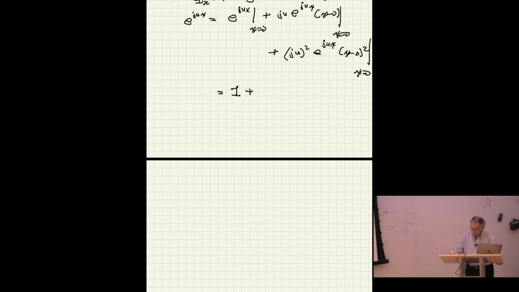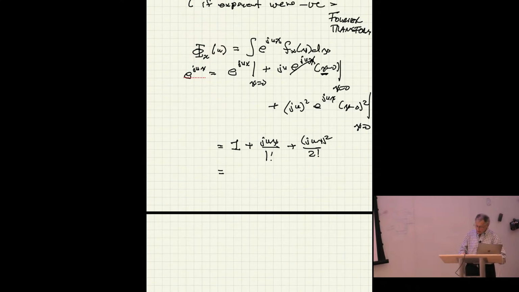This is the capital X, I'm sorry, up here. When x goes to 0, this term goes to 1, but I pull the x out of here. So I'm going to get a jux over 1 factorial, just to give you the form. The next term is going to be a jux squared over the next factorial, which is 2 factorial, etc.